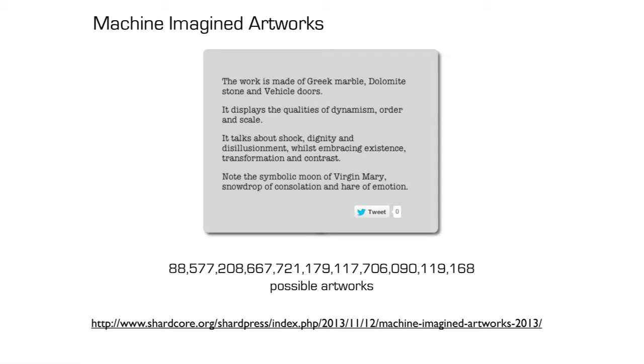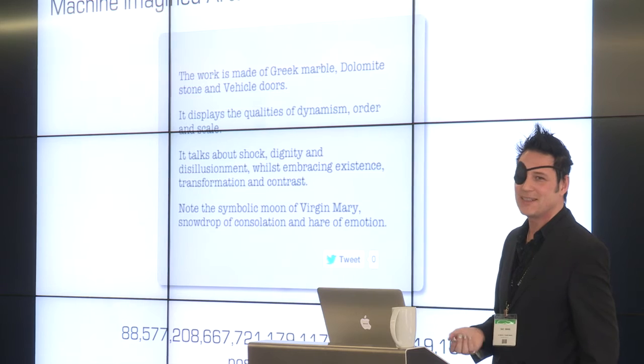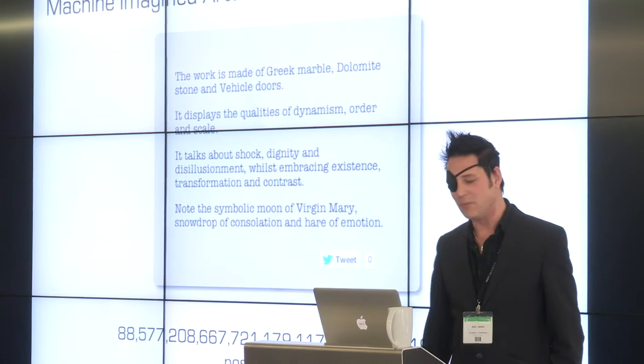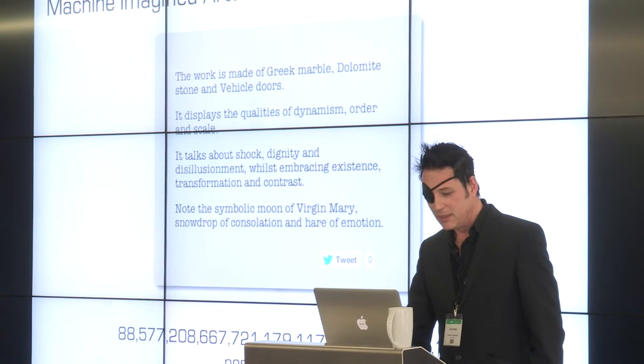So there are 88 nonillion possible artworks based on the structure of the Tate data. That's already a fascinating thing. They gave me 70,000 artworks. I gave them 88 nonillion back. You know, what more could they ask for?